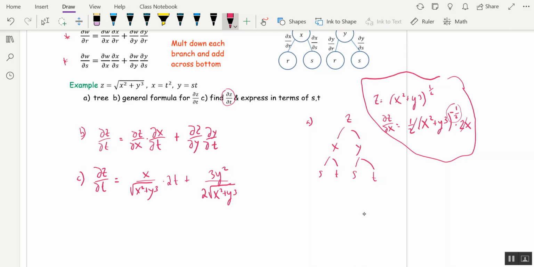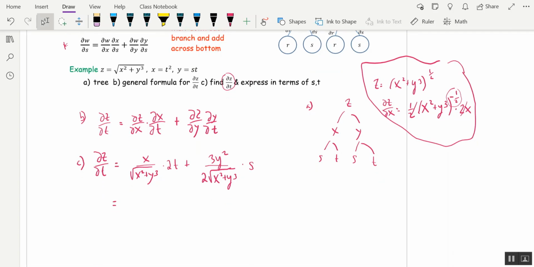Pause the video, make sure you follow that. And then del y del t is simply s. Okay, now I want to write that all in terms of s and t. So I back substitute, x is t squared, and then I have square root of t to the 4th plus s cubed t cubed times 2t, and then 3y squared is 3s squared t squared, and then that's over twice the square root of t to the fourth plus s cubed t cubed, and that's times s.